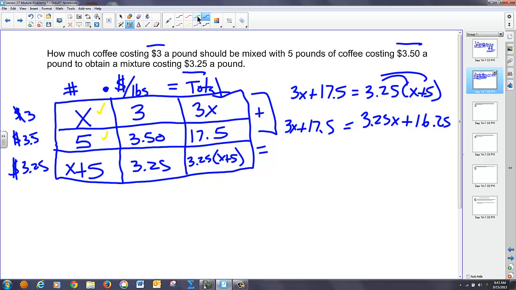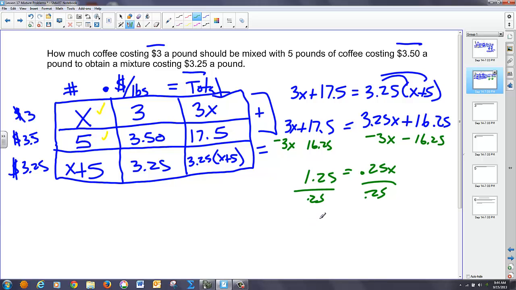I can do them all in one shot if I really wanted to, so I'll subtract 3x here and 3x here. I'll subtract 16.25 here and 16.25 here. This is going to leave me with 0.25x on the right side, and on the left side I'm going to have 1.25. So now I divide 0.25 by either side. I end up with 5 equaling x. Doesn't mean 5 is always going to be our answer, but in this case it is.